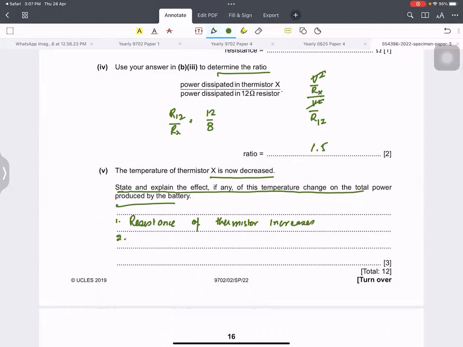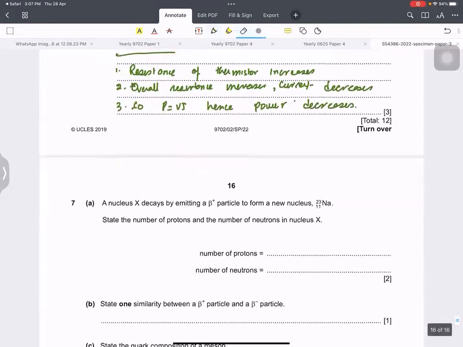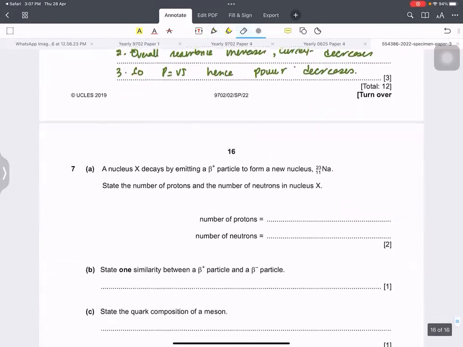Okay. Second part. So overall resistance increases, current decreases. Now, if the current decreases, so power equals VI, hence power decreases. Like that, okay? All right, let me know if you need help again on anything. Okay, 7.